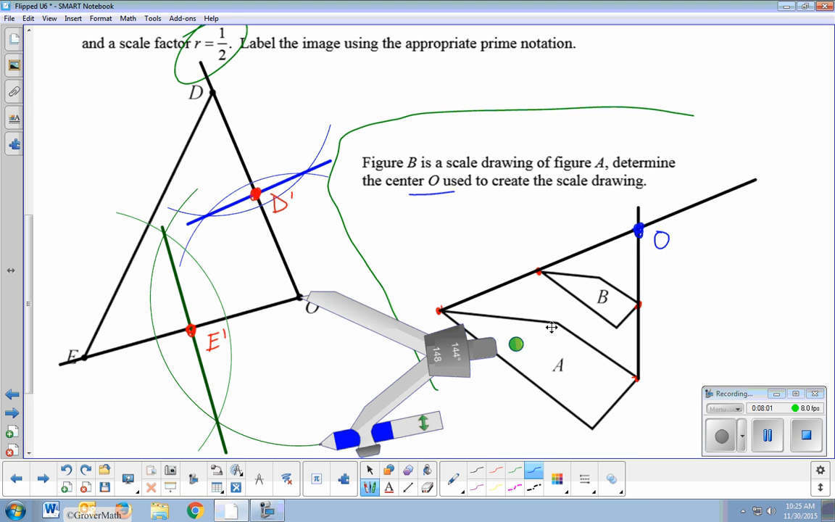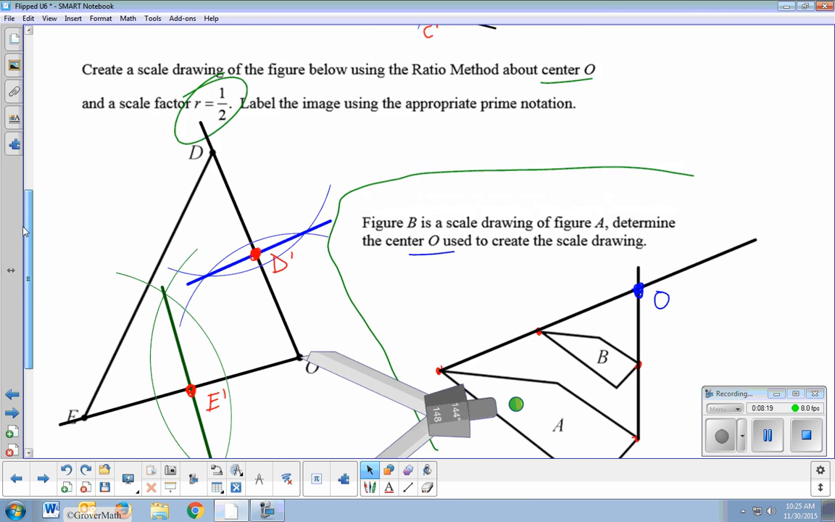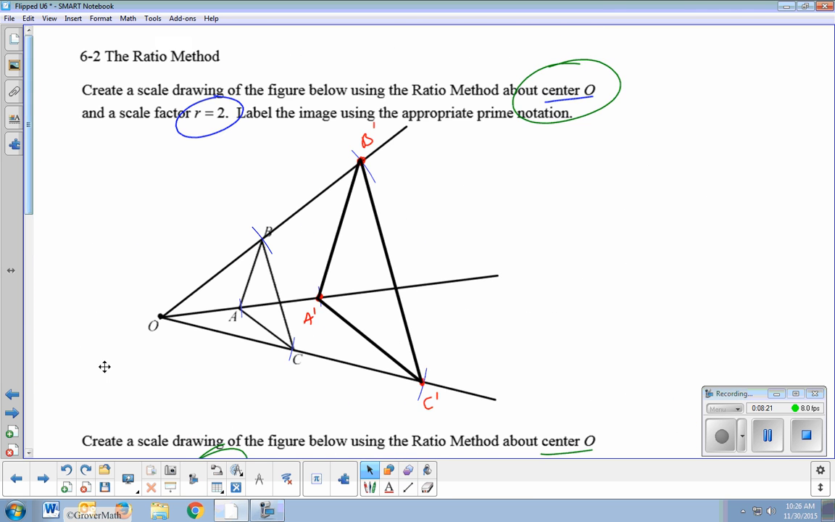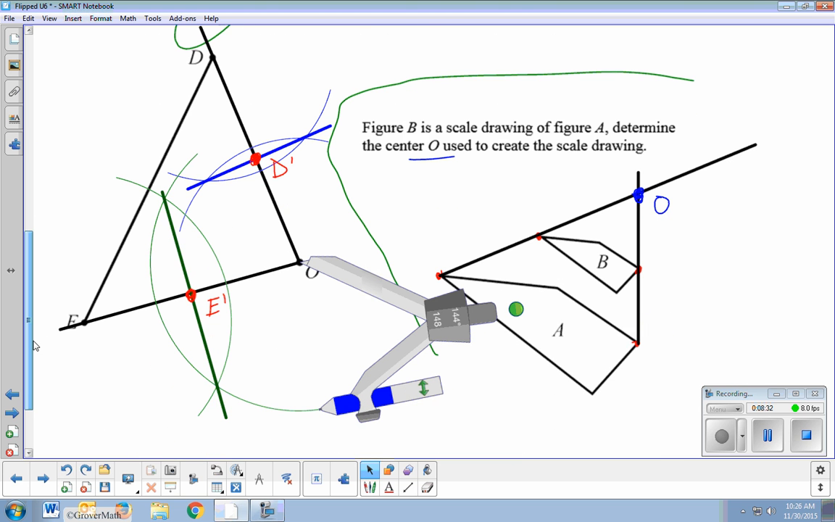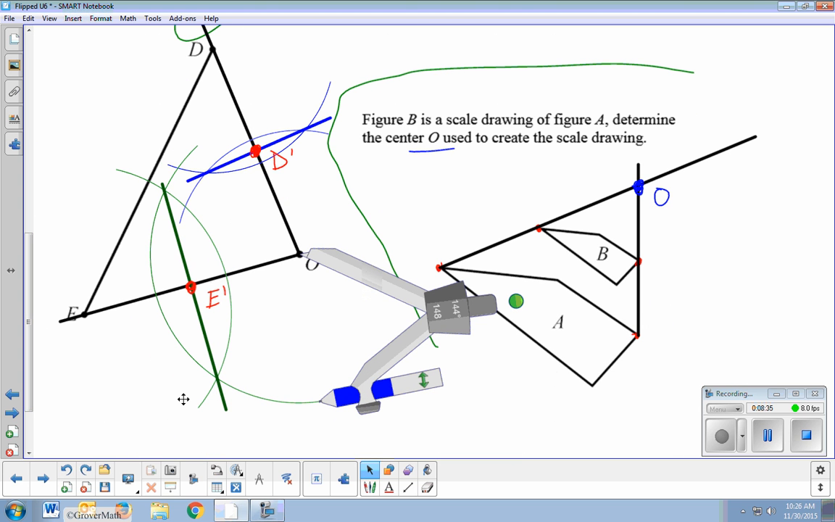And I could do any other two corresponding points. They will all land in the same spot, because it's all coming from the same point. That's how it was created. So finding the center is just connecting a couple of lines. That's not too bad. Doing expanding with the ratio method, just extend the lines out and then find the distance from each point to the center and double it, triple it, whatever the ratio is. Or maybe you're halving the distance. And finding the center is really not too bad. So very similar to the constructions we saw in the previous video.